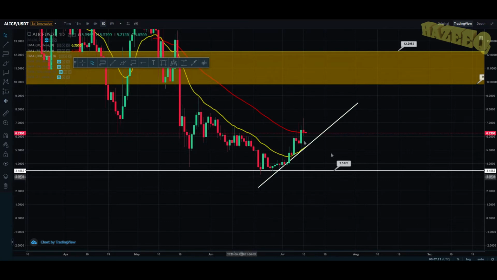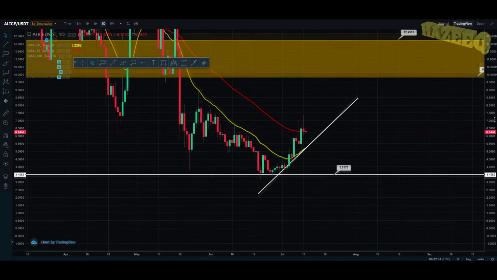But if we do indeed drop down, then I do expect us to come back to this $3.51. So that would be a nice place to put some bits into Alice, because as you can see, that is a strong support level. Now, in this trend line, as you can see, we might come back down and bounce off the 20 EMA because we don't want to get too overextended.